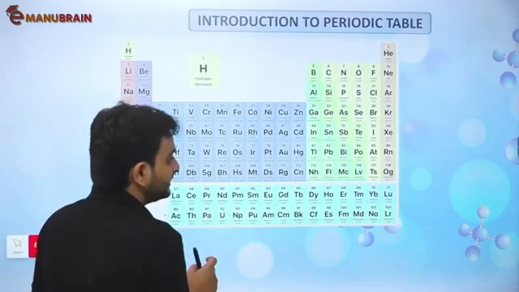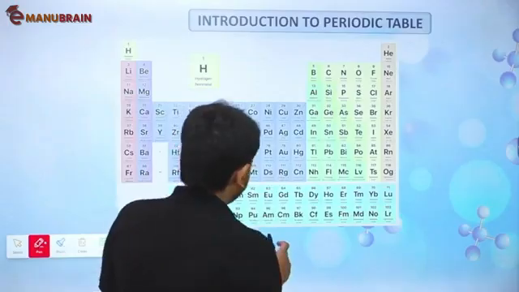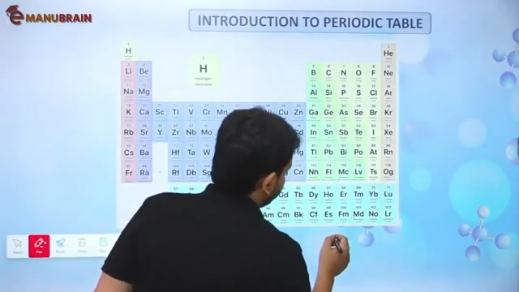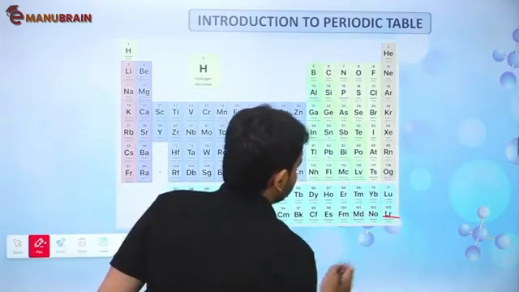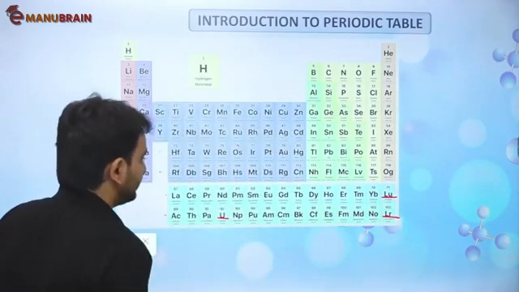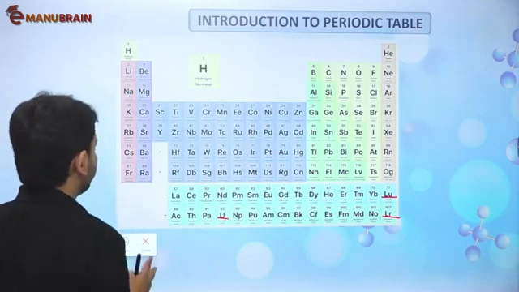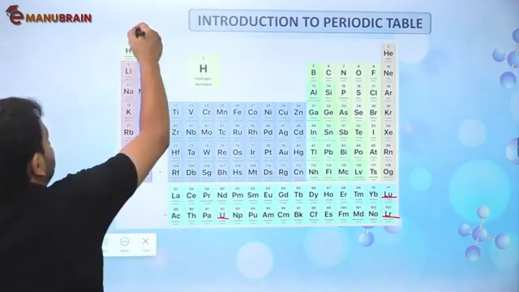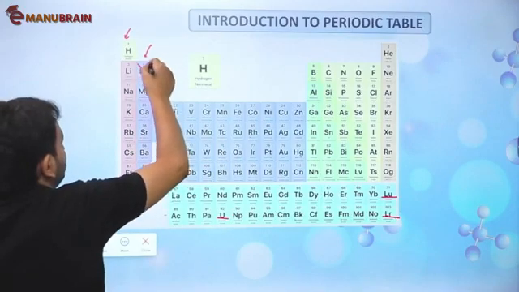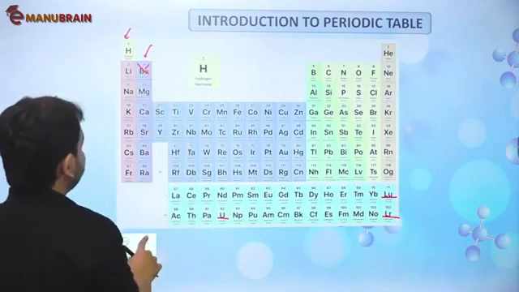The atomic number is 92. This is important, so I'll just mark it over here: uranium. And then lawrencium, which is the final element over here, and lutetium, which is the final element over here. These are important, guys. If you remember them, it's great. Of course, the alkali metals and the alkaline earth metals are very very important. This is not very important, guys.